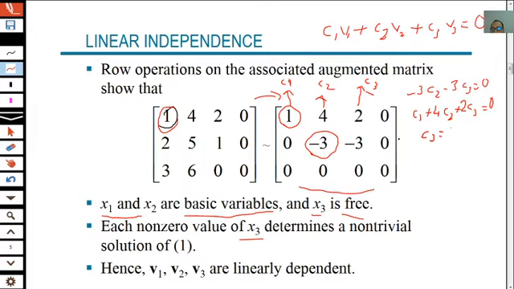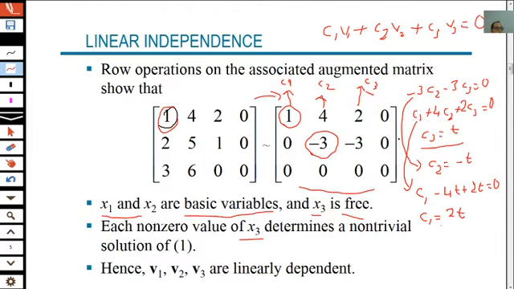And c3 is free, therefore we consider this variable as a parameter. From the first equation, we obtain c2 in terms of the parameter. So we have minus t, and c1 is obtained as c1 minus 4 times t plus 2 times t is equal to 0 from this one. So we have c1 is equal to 2 times t.